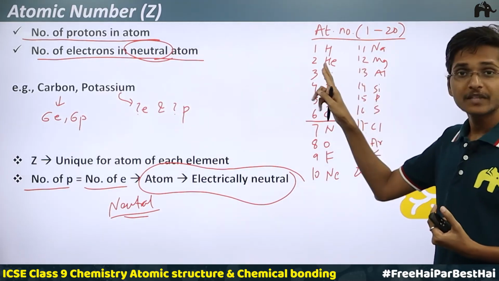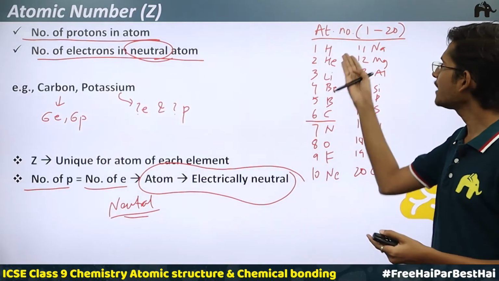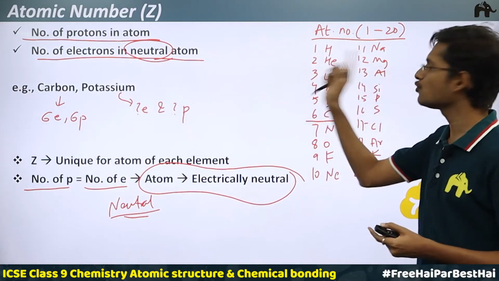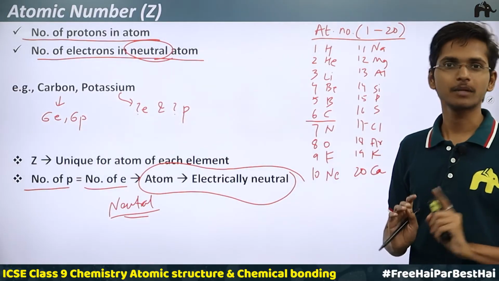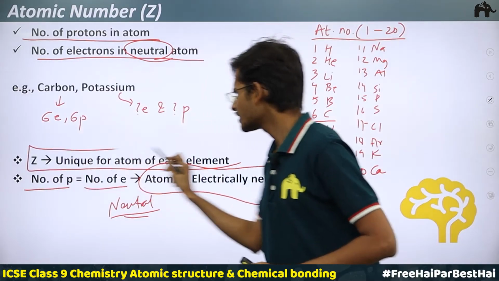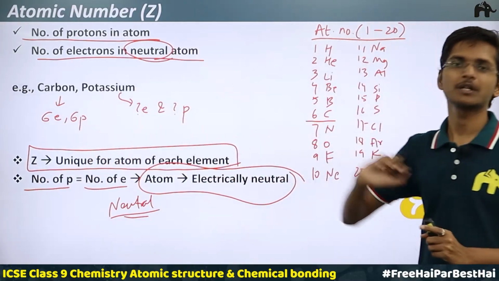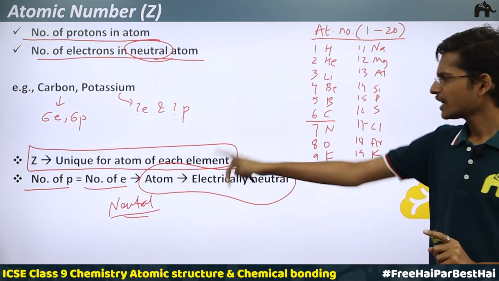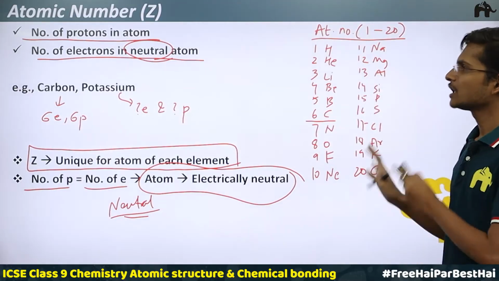So this means that we have seen here that every element's atom has a unique atomic number. Correct? Hydrogen's atom would always have 1 as the atomic number. Helium's atom would always have 2 as its atomic number. So you have to remember this thing, that the atomic number is unique for the atom of each element. Clear? And this thing I have already explained to you. So this was all about the atomic number.